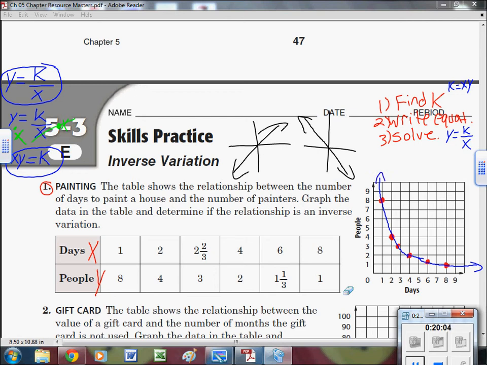So now, that's my curve that follows those dots. That would be the graph of this situation. And let's see if that makes sense. Let's talk it out for a moment.